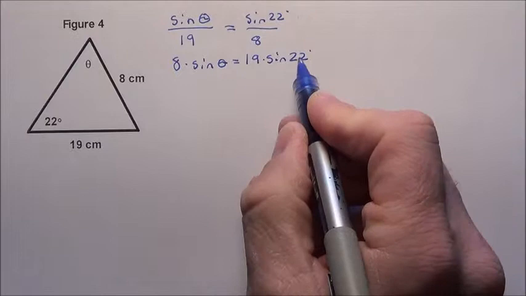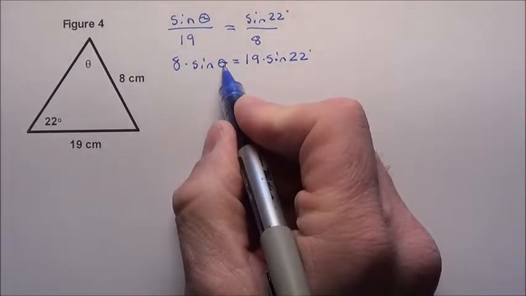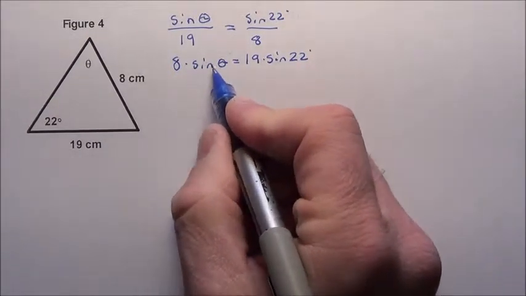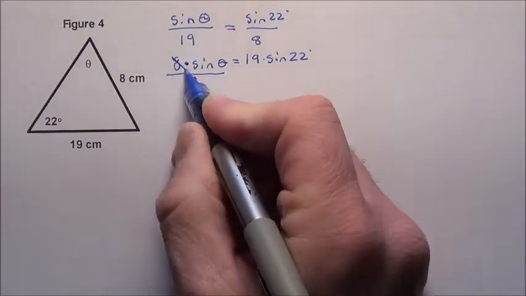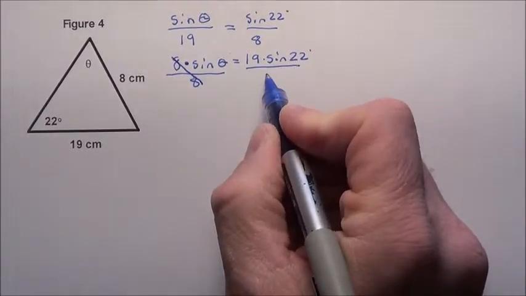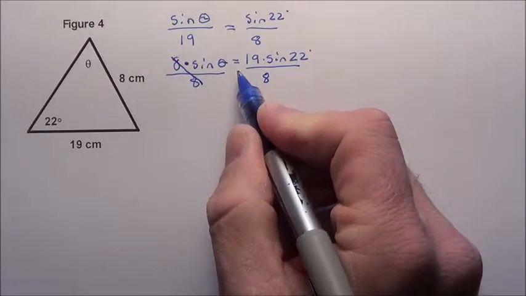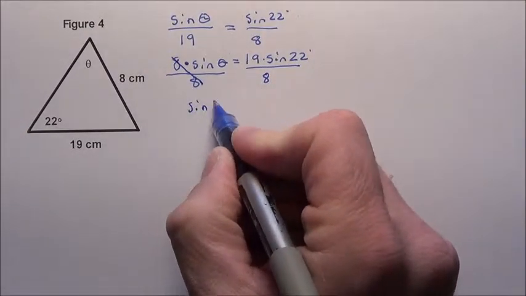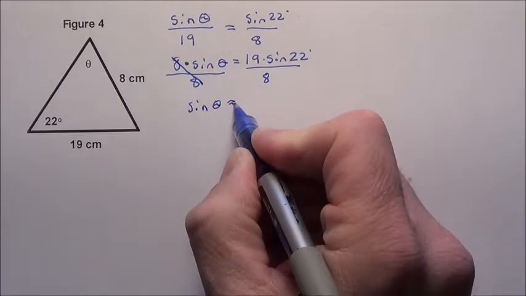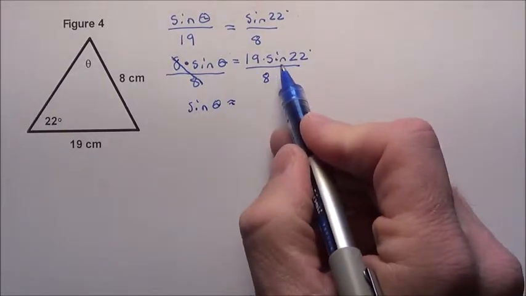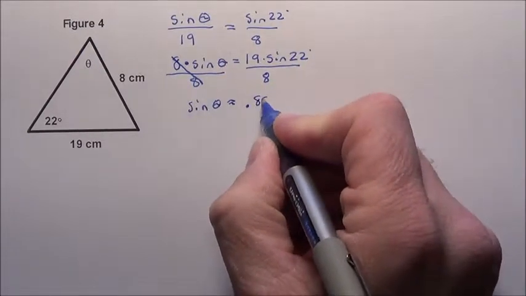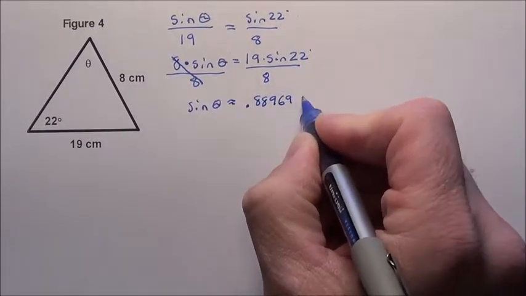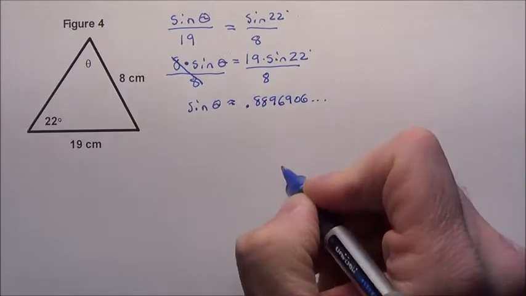Now, don't sit here and do that yet. Let's go ahead, we're trying to get theta by itself. So let's isolate the sine of theta. To get rid of multiplying by 8, I'm going to divide by 8. Those will go away. Divide this side by 8. And now I'll get the sine of theta is approximately, I'm going to do this division, 19 times sine 22 divided by 8. When I did it, I got 0.8896906, blah, blah, blah.